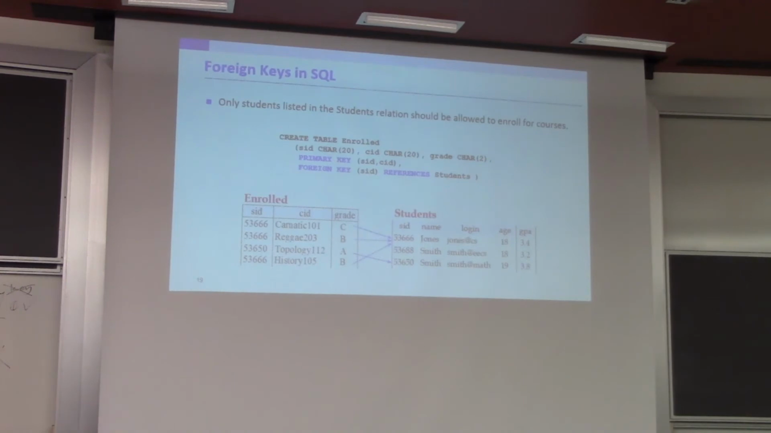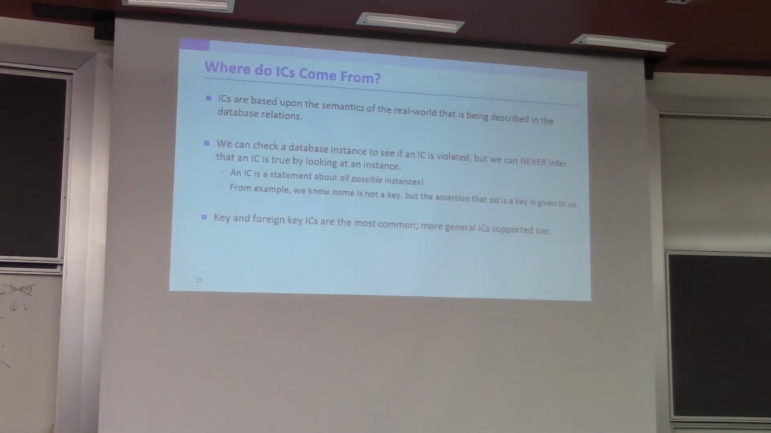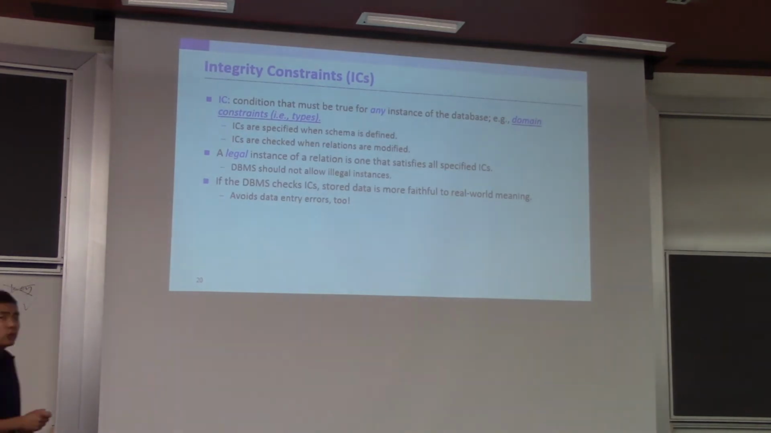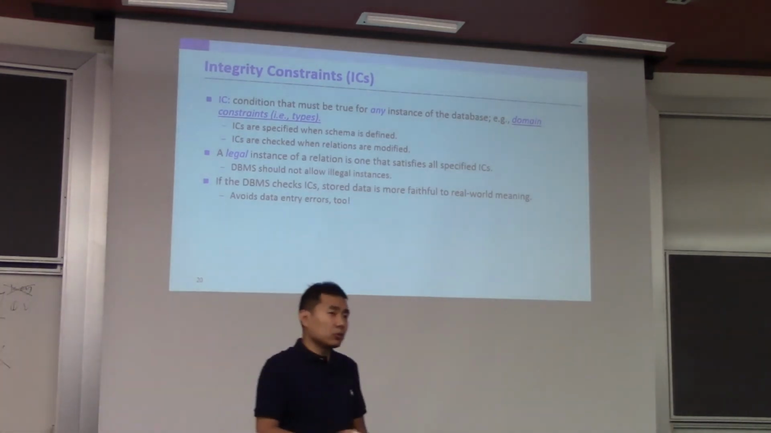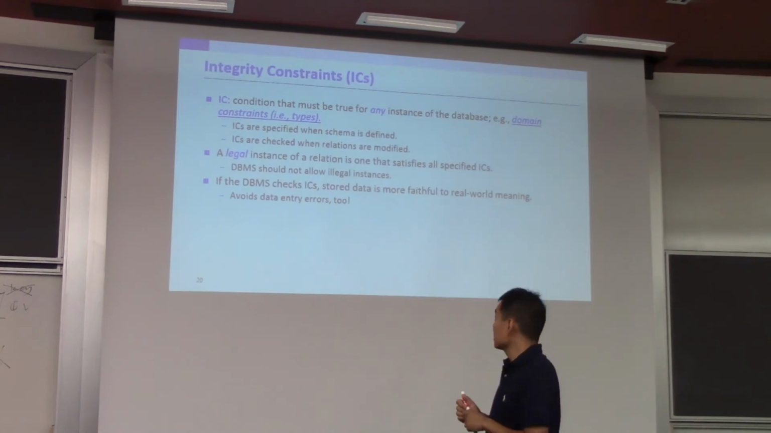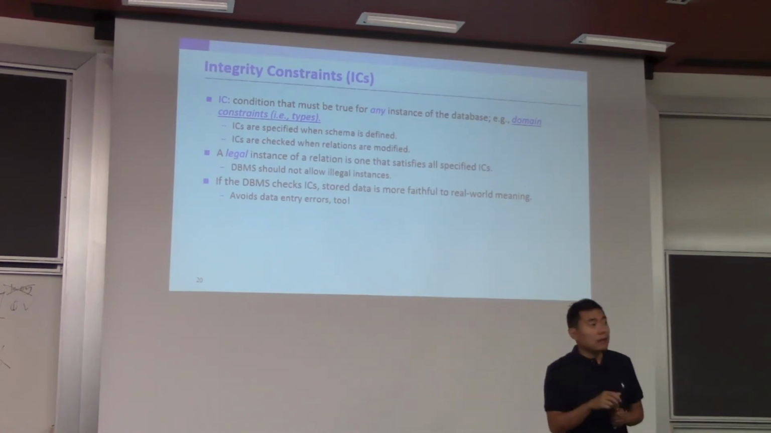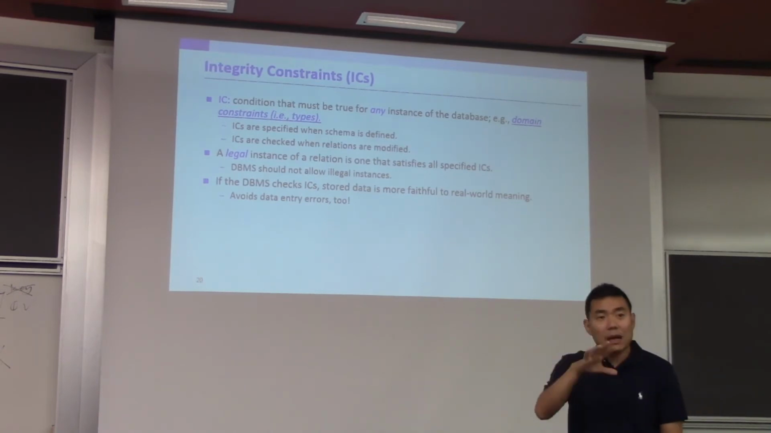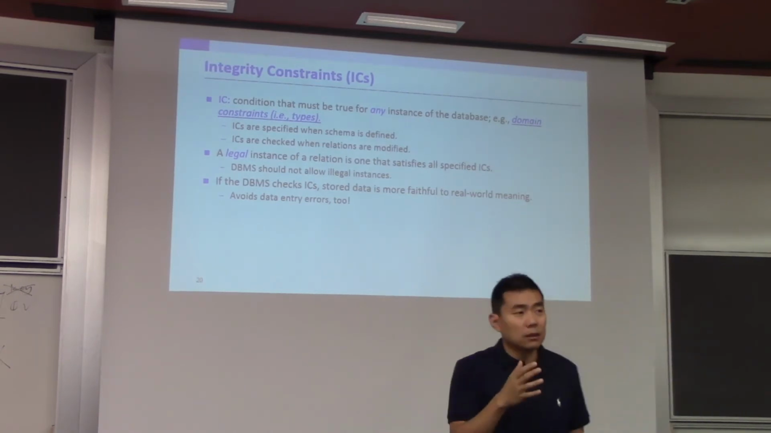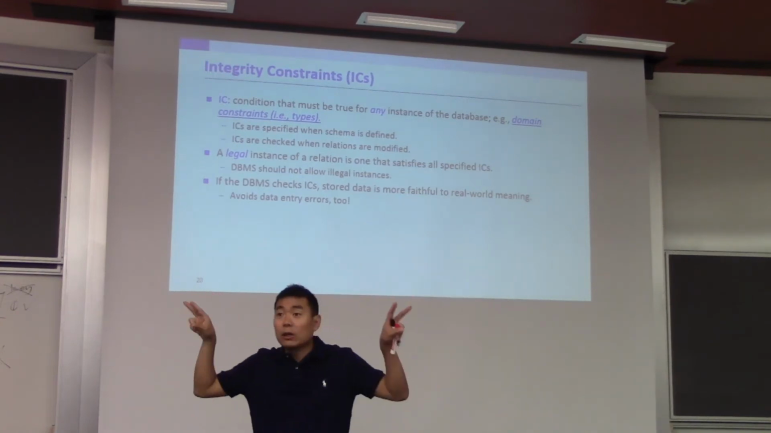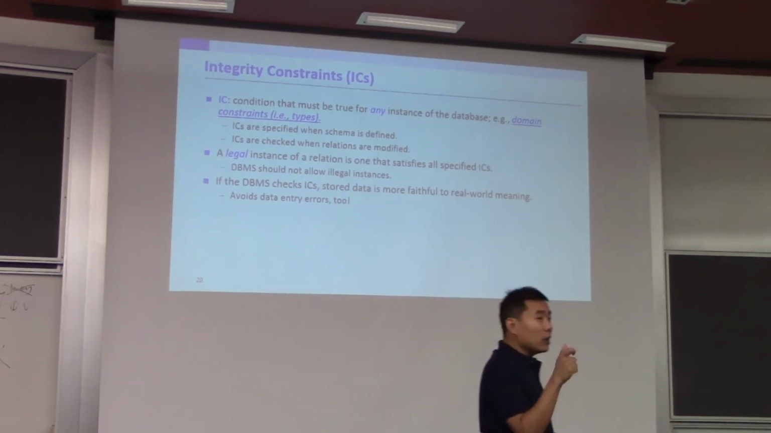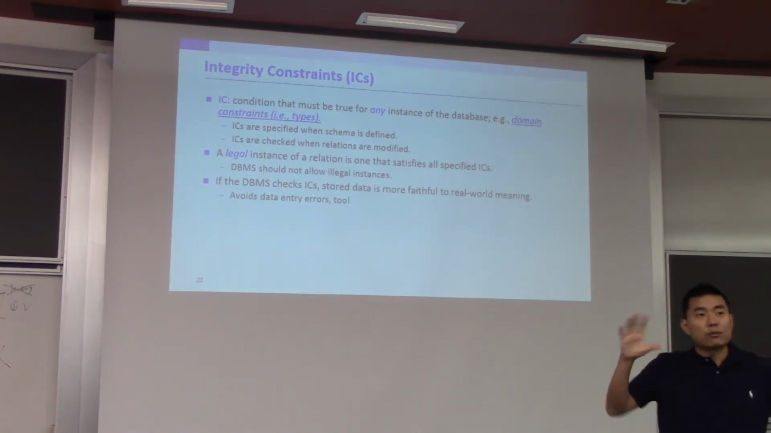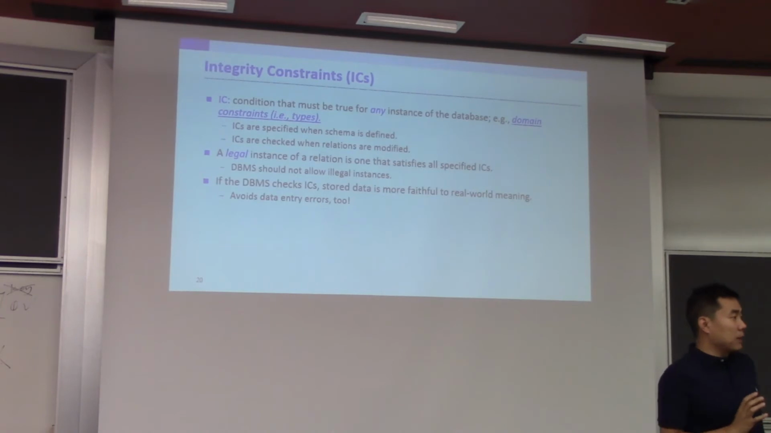Okay. Now, we're done with foreign key. And integrity constraints. So foreign key introduced an important concept called integrity constraints, or in short, ICs. Integrity constraints specify a set of constraints that must be satisfied by any instance of your table. And this brings up a concept we call legal instance. A legal instance is an instance of your table that satisfies all constraints set forth by your schema.